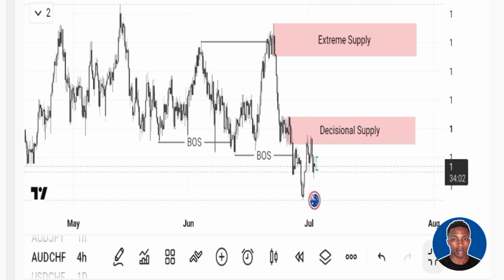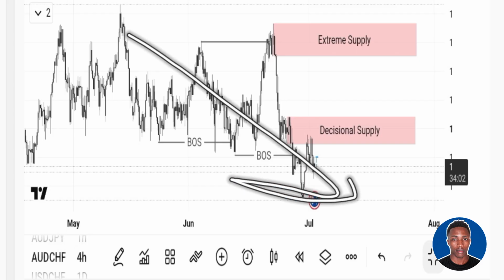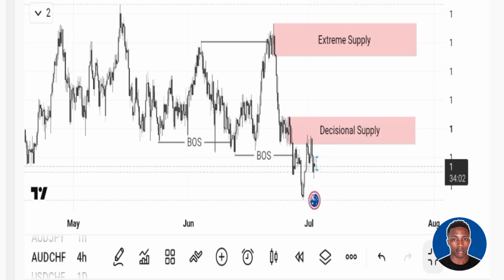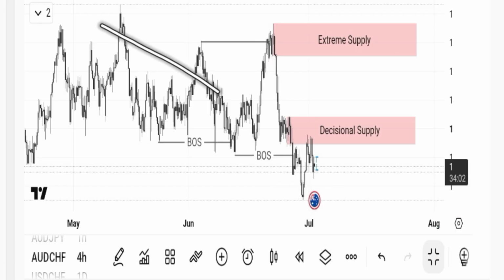Just by reading market structure, you can already see that we are bearish because we are creating lower lows. We see this break of structure. We see that liquidation right there that led to a break of structure once more. This proves even more that we are bearish.